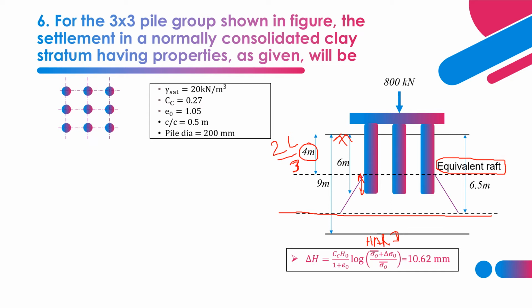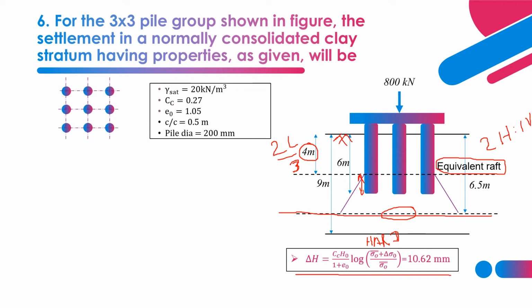And how is it dispersed? It is dispersed in such a manner that 2H is to 1V. So dispersion is 2 horizontal to 1 vertical. So we have to calculate the stress at this layer, and ultimately we can use this formula: del H is equal to Cc H naught divided by 1 plus e naught, log of sigma naught bar plus del sigma bar divided by sigma naught bar.